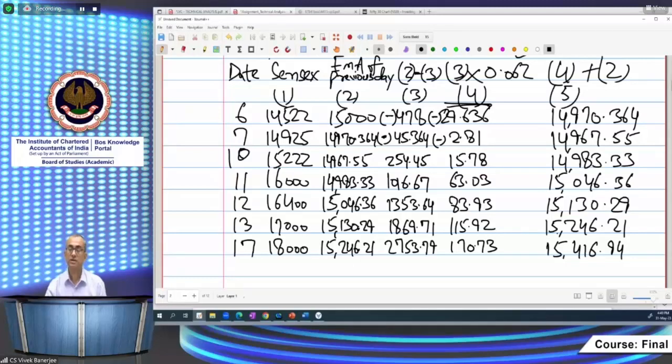So this is the exponential moving average. So how is it calculated? Sensex figure and date is given. Previous day EMA is given. We deduct Sensex from the previous day EMA. Whatever figure arrived at in column 3 is multiplied by the exponent, which is given in the question, 0.062. Then whatever is arrived at is added to the previous day EMA to arrive at the EMA of the particular day. In this way, the EMA of other dates were calculated.